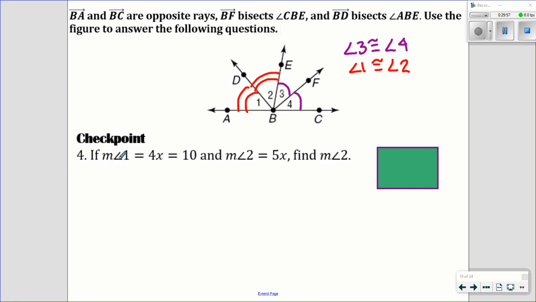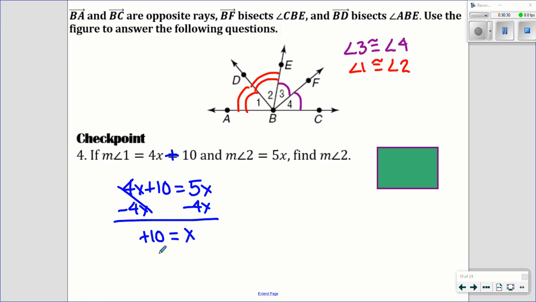So if angle 1 is 4x, this is 4x plus 10, and angle 2 is 5x, find angle 2. Alright, so I need to set this up so I know that they're congruent to each other. And I have to find angle 2. So the first step I need to do is find x. And I'm going to subtract 4x on both sides and wipe out the positive 10 there. So x is equal to 10.